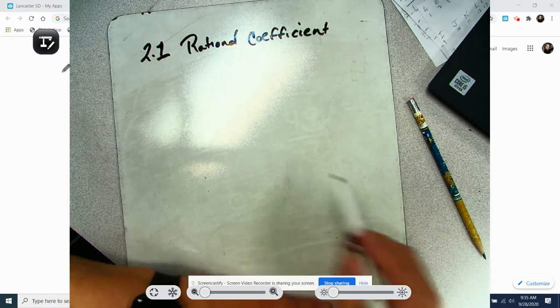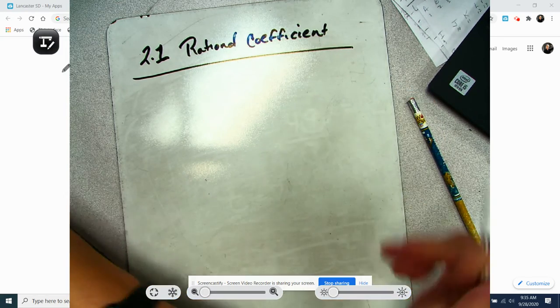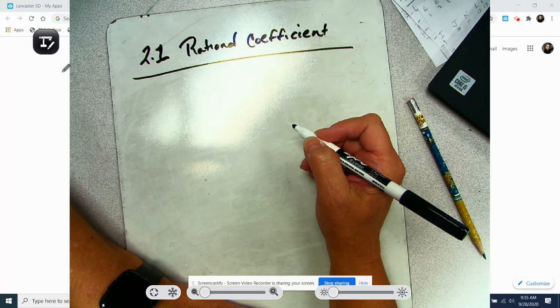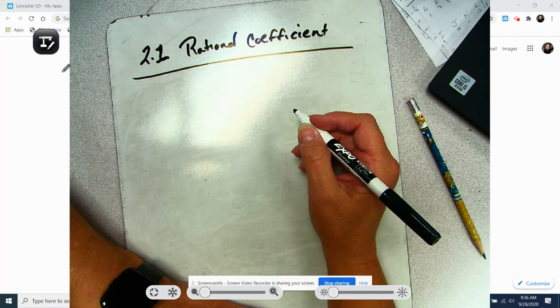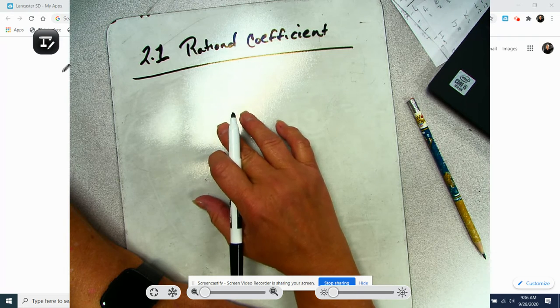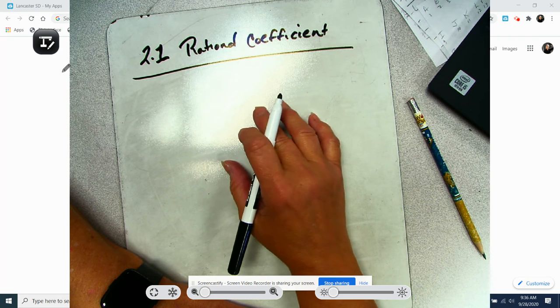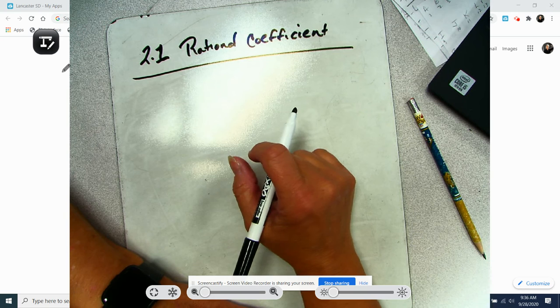A coefficient is the number in front of a letter. So in order to work with rational coefficients, we need to work on a couple of things. First, rational means any number that can be made into a fraction. So if we have, say, 1/5 or 2/9 or 4 1/6 or even 3, a whole number can be made into a fraction. So you're going to be using coefficients, which is the number in front of the letter, and it's going to be in a single form of either a fraction, a decimal, mixed number, or a whole number.